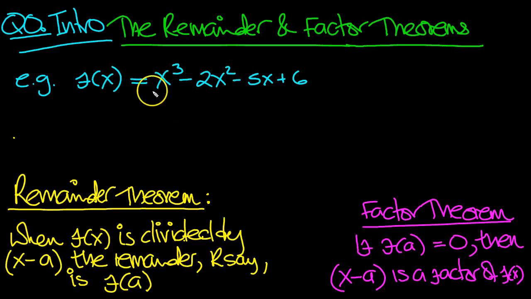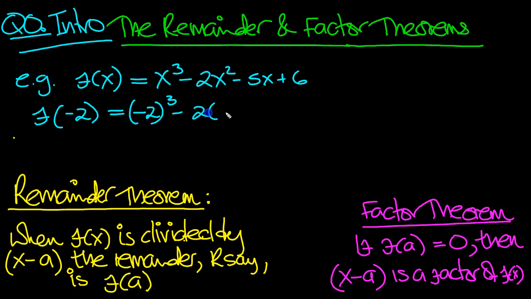So for example, if we put in 2 here, f of 2 or f of minus 2, let's do f of minus 2, shall we? So let's work out f of minus 2 in this case. So it's the something cubed, minus 2 times the something squared, minus 5 times the something plus 6. The input is minus 2. So what do we get?